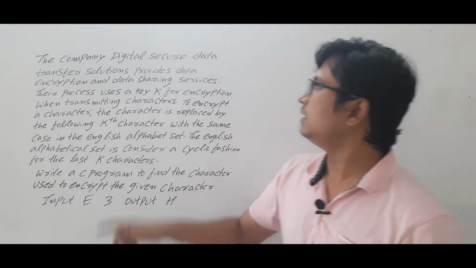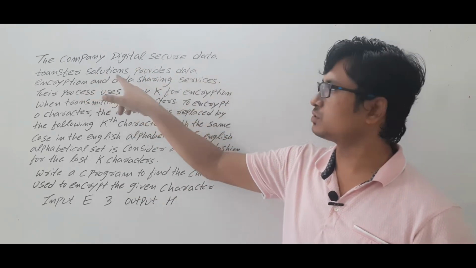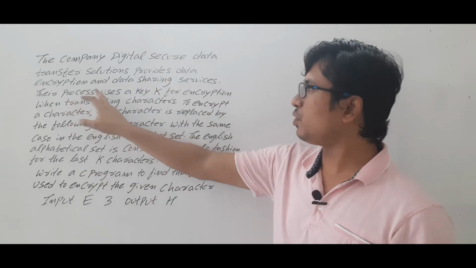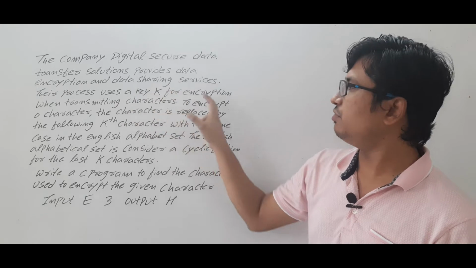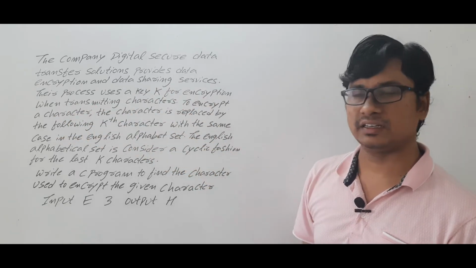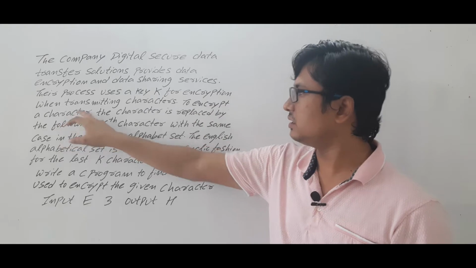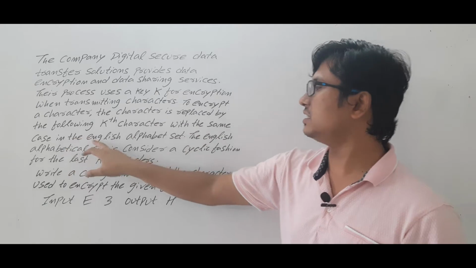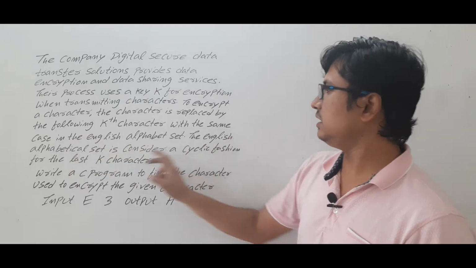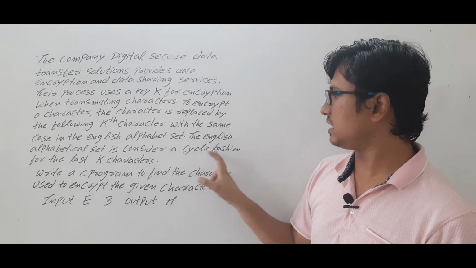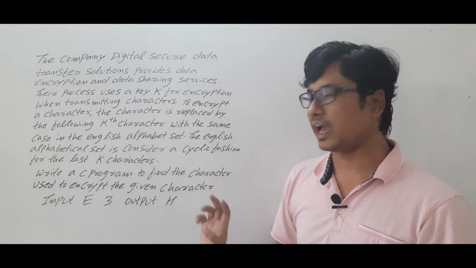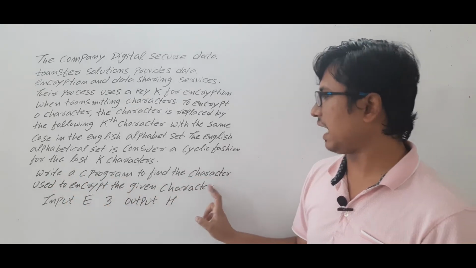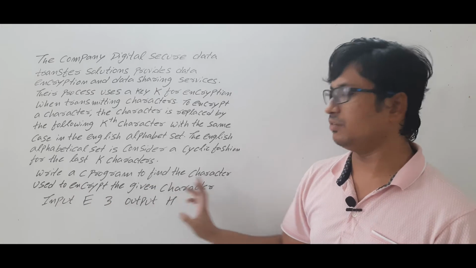Look at the question. The company Digital Secure Data Transfer Solutions provides data encryption and data sharing services. Their process uses a key K for encryption when transmitting the characters. To encrypt a character, the character is replaced by the following kth character with the same case in the English alphabet set. The English alphabet set is considered a cyclic fashion for the last k characters. Now what they are asking us to do? Write a C program to find the character used to encrypt the given character.